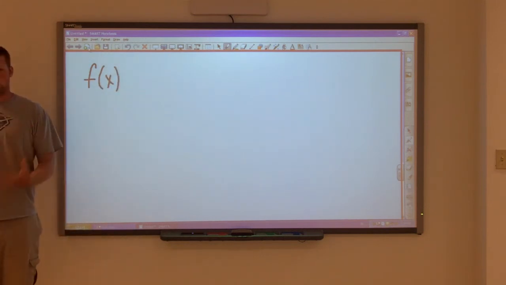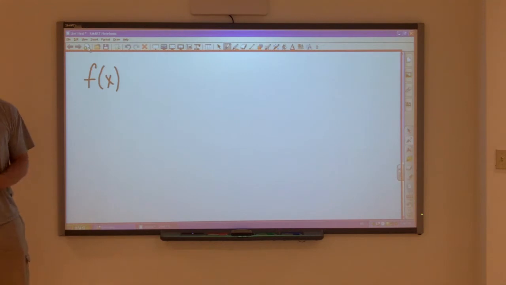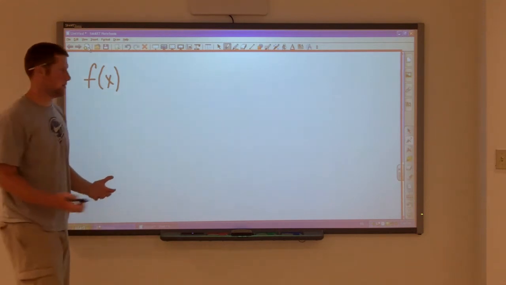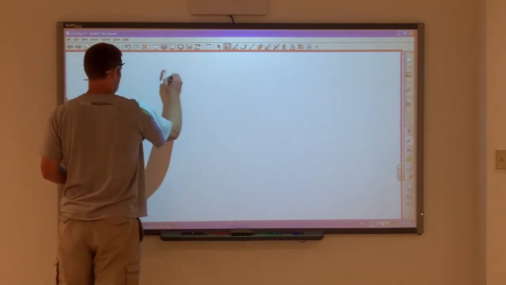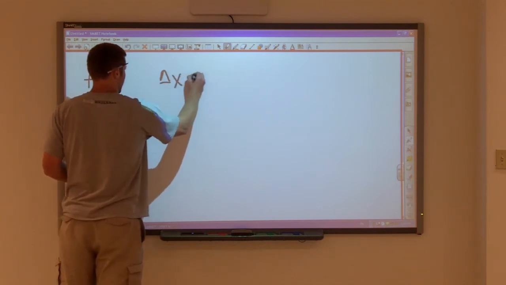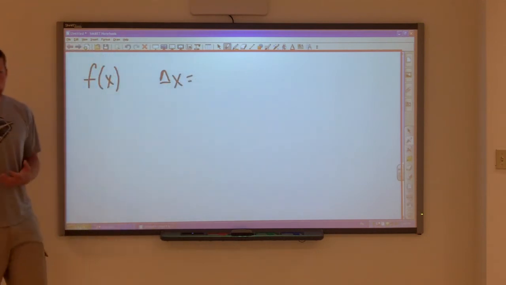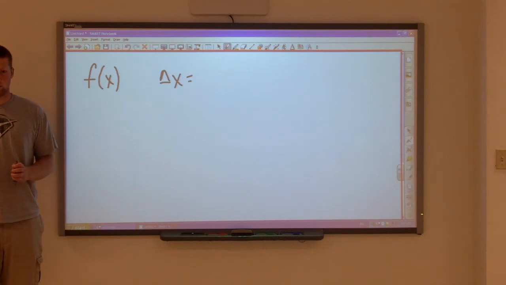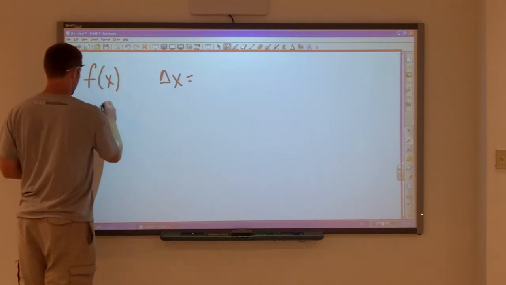So, all we need to do is add up rectangles with their heights and their widths. Well, typically in a Riemann sum, the width of the rectangles is constant throughout. Each rectangle is the same width. So we call that delta x. That delta x is simply going to be the total interval.